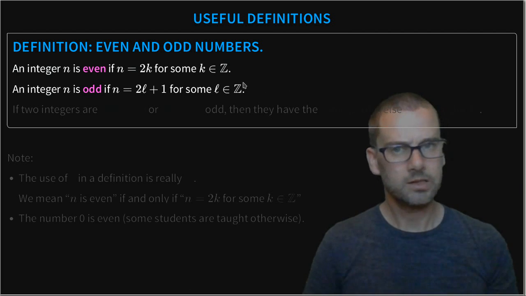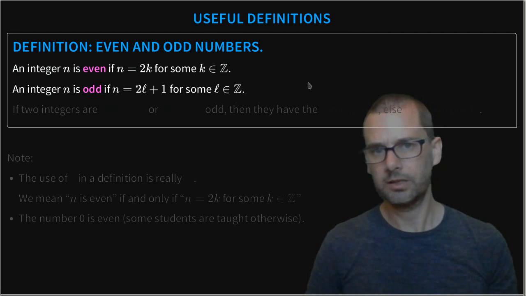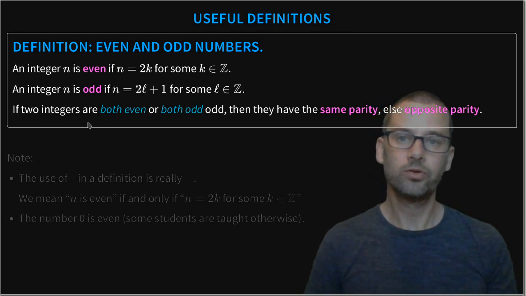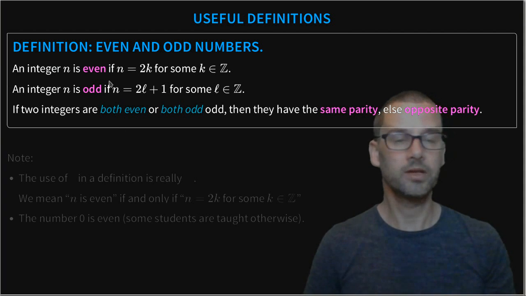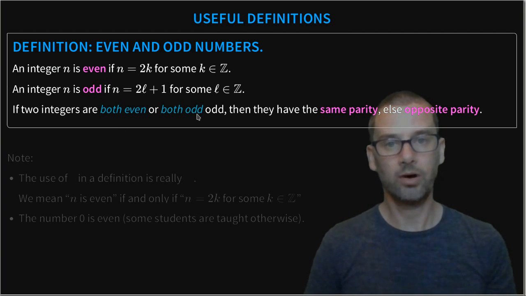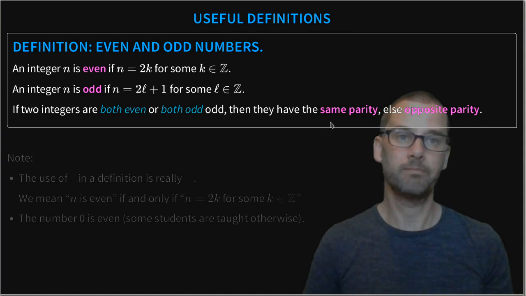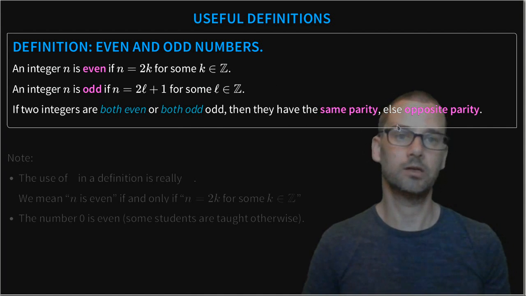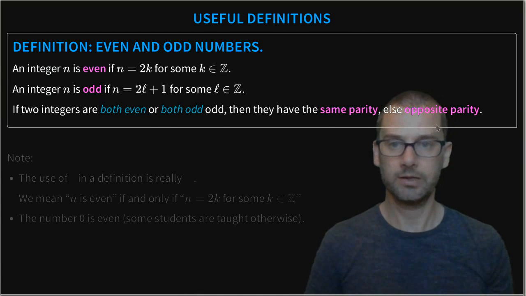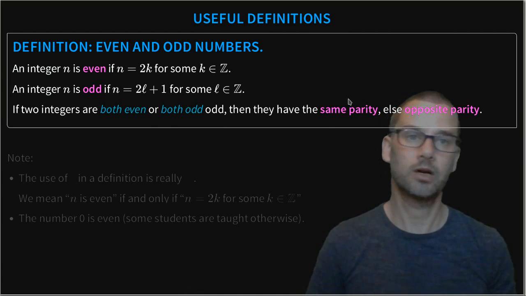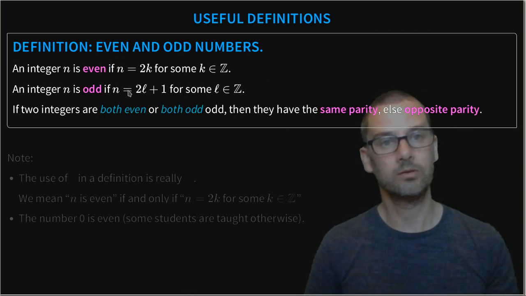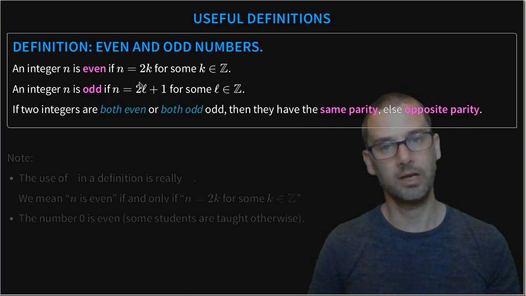Now, we will say that if two integers are either both even at the same time or both odd at the same time, then they have the same parity. If one is even, one is odd, then we'll say that they have opposite parity. So these are just terms that we use to describe things being even or odd. And as we know, an integer is either even or odd. It can't be both and it can't be neither.